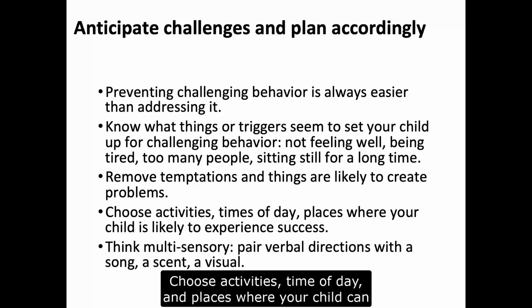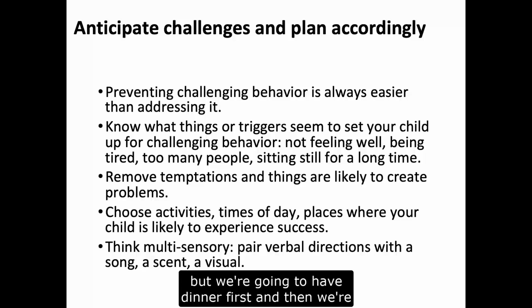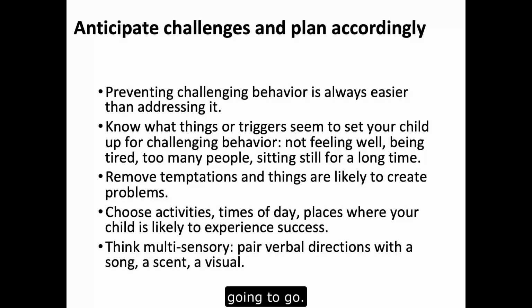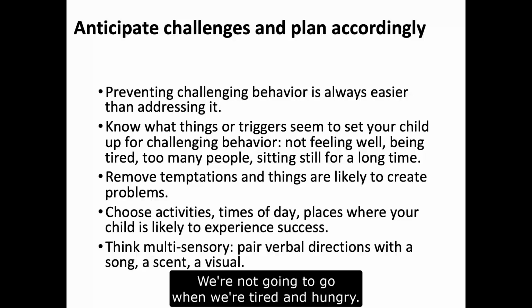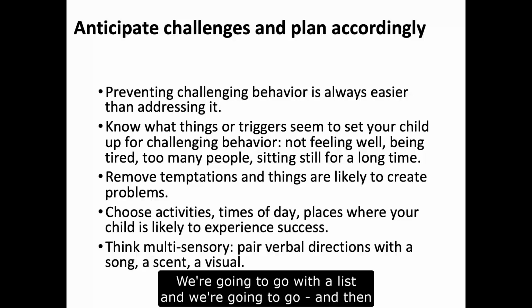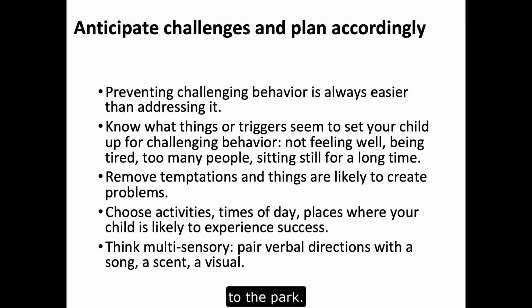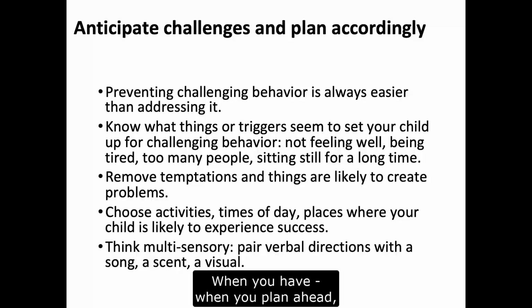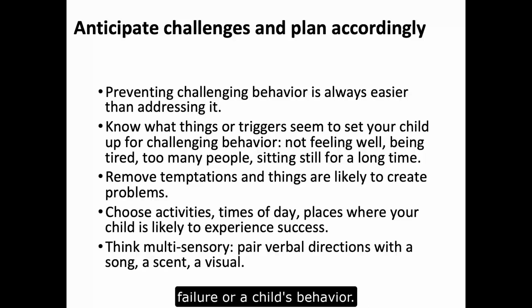Choose activities at the time of day and places where your child can be successful. We're going to go to the grocery store, but we're going to have dinner first and then we're going to go. Or we're going to have lunch first and then we're going to go. So we're not going to go when we're tired and hungry. We're going to go with a list. And then after the grocery store, we're going to go straight to the park. So when you plan ahead, then you can plan ahead for success and not plan ahead for failure for a child's behavior.